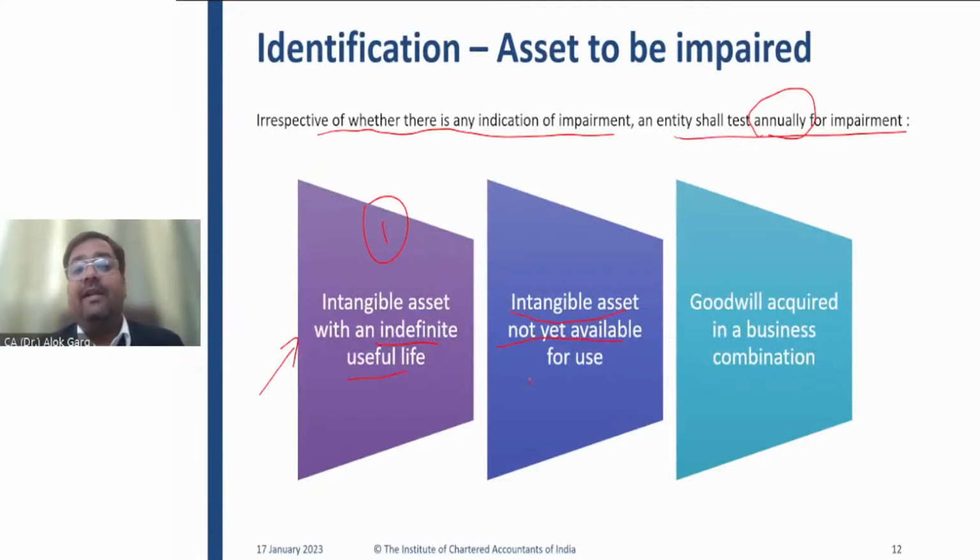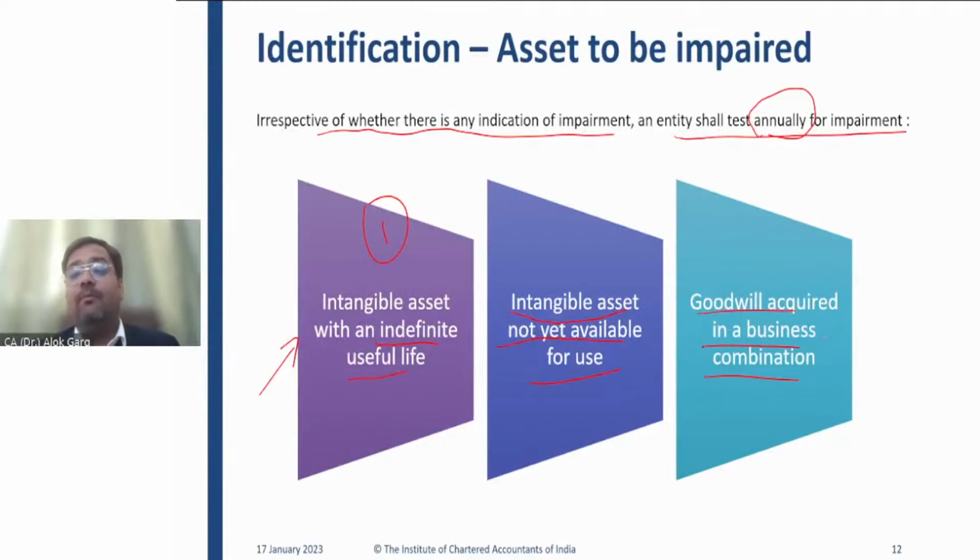Intangible asset not yet available for use, right? There are intangible assets which are not yet available for use. Again, for these intangible assets, you have to do the impairment testing on an annual basis.